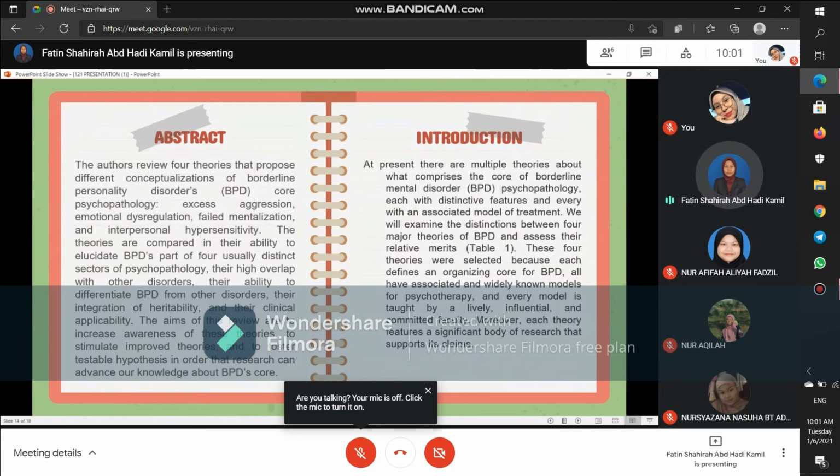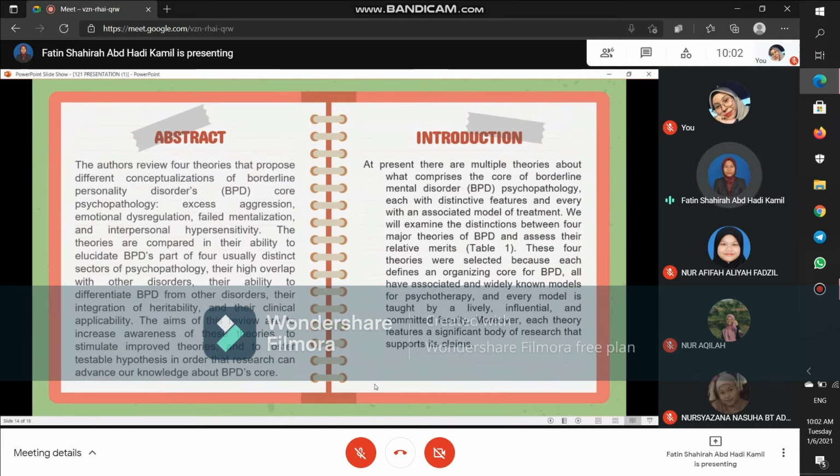Their high overlap with other disorders, their ability to differentiate BPD from other disorders, their integration of heritability, and their clinical applicability. The aims of this review are to increase awareness of these theories, to stimulate improved theories, and to foster testable hypotheses so that research can advance our knowledge about BPD's core.